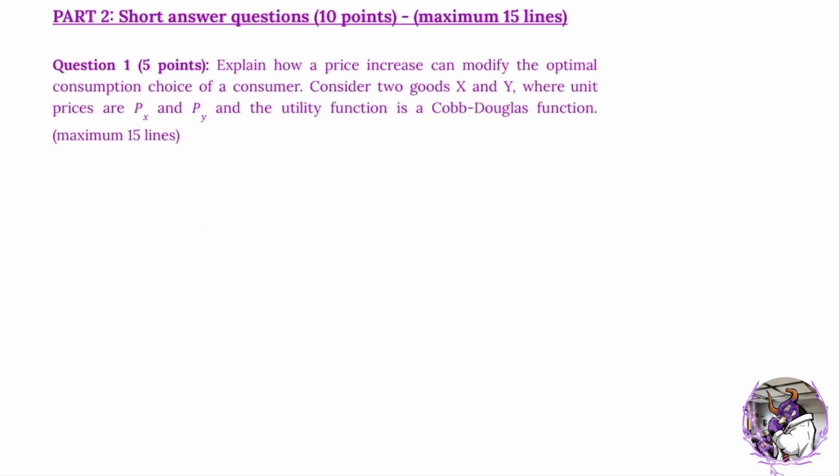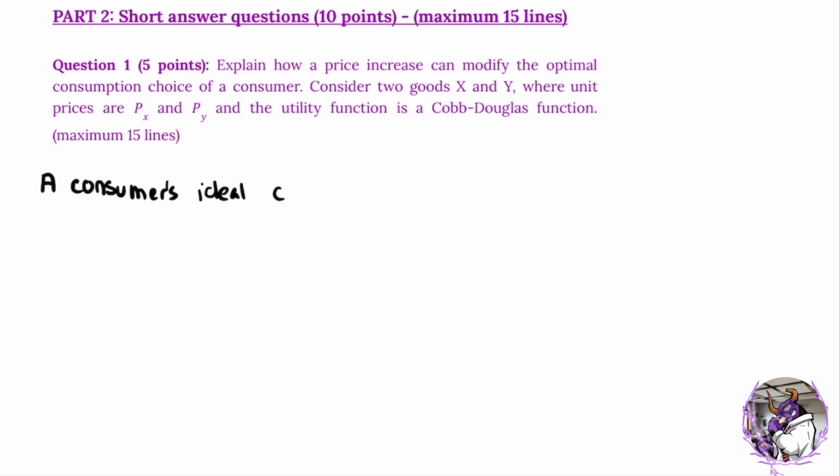Now we want to move on to part 2 of the exam. Question 1. Explain how a price increase can modify the optimal consumption choice of a consumer. Consider two goods X and Y, where unit prices are Px and Py, and the utility function is a Cobb-Douglas function. The maximum length of the answer should be 15 lines. The answer that we are proposing is the following.